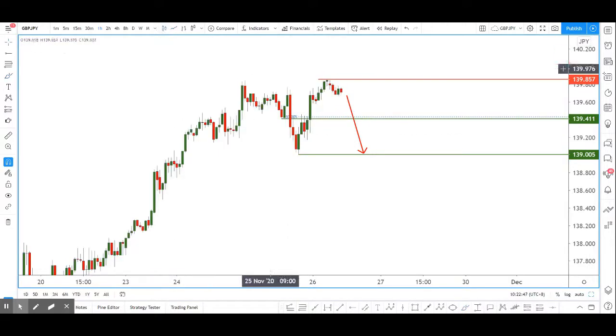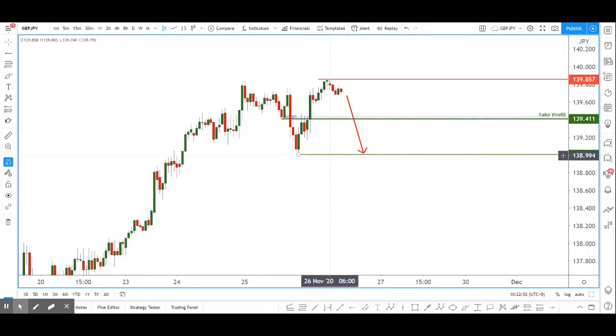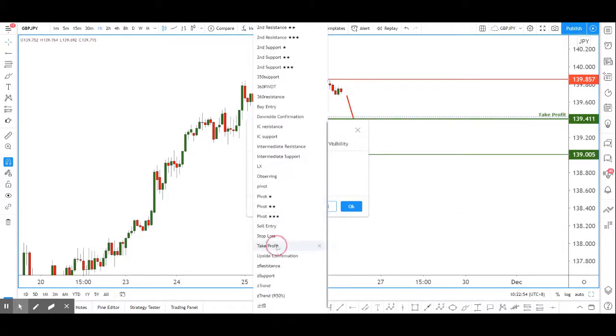So we have our two intraday take profits. This is the first take profit. This will be the final intraday take profit.